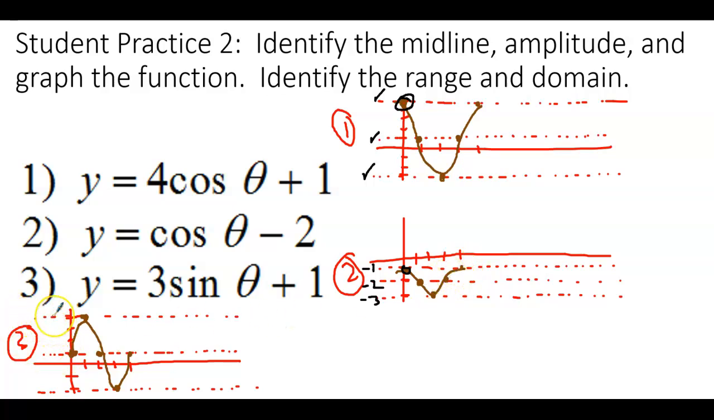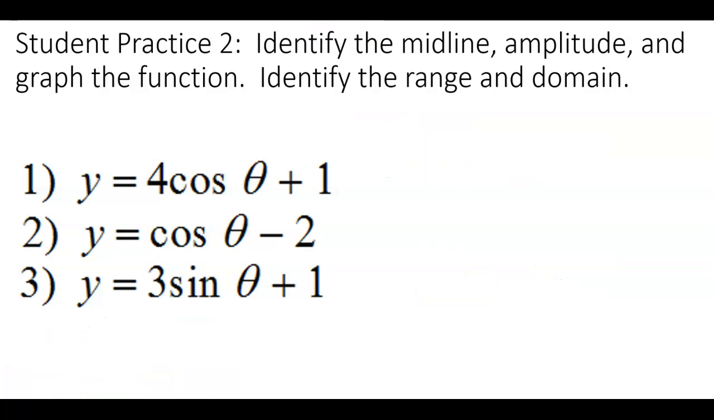And then finally, on number 3, your maximum should have been at 4. Your minimum should have been at -2. Your midline should have been at 1. And since this is a sine graph, you should have started at the midline. So your starting point should have been at 0, 1, and you should have went up after that, forming this backwards S shape. Okay, and that's pretty much it. So let's go ahead and move on to the next part.